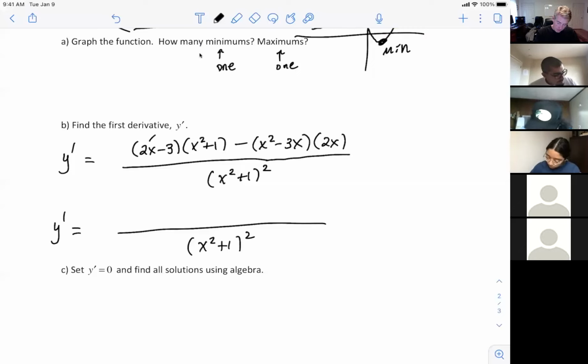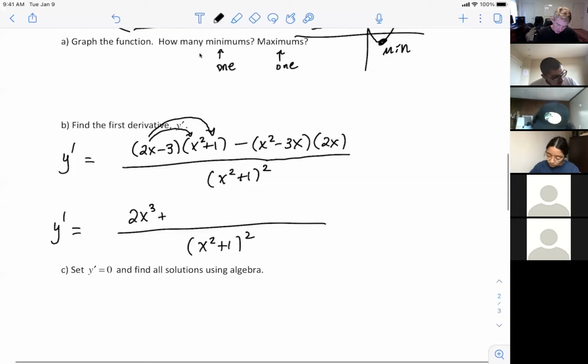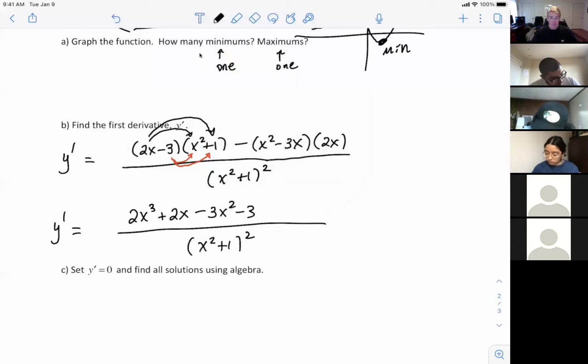Okay, so for the top, there's going to be 2x times x squared, so that's 2x cubed. Then there's going to be 2x times 1, so that's just a positive 2x. And then distribute the negative 3, so there'll be negative 3x squared and then minus 3. So there's the first part.